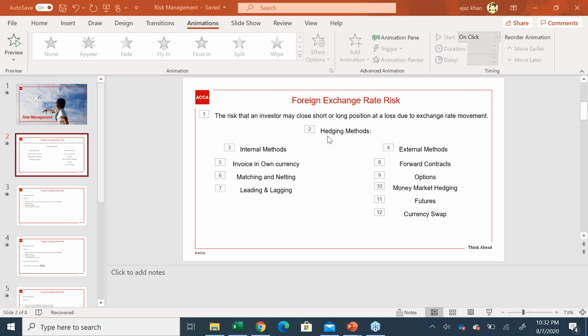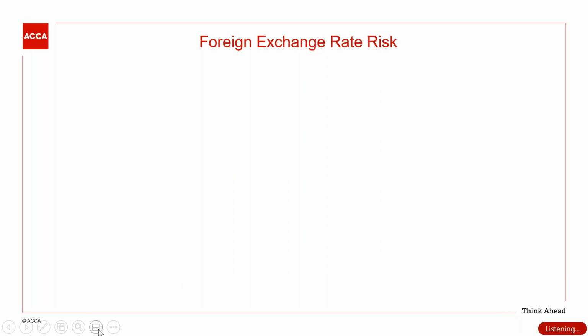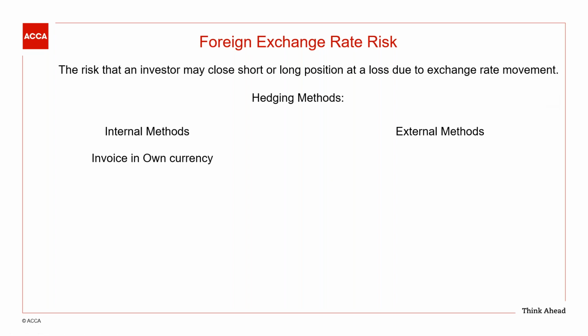There are two broad categories of how you can hedge this risk, that is, how you won't be affected by the change in exchange rate. So there are two ways you can avoid this risk or reduce this risk: the internal methods and the external methods. So the internal methods, quickly let me go through the internal methods. Internal methods mean for which you don't have to go to any third party and you don't have to spend anything to hedge this risk.